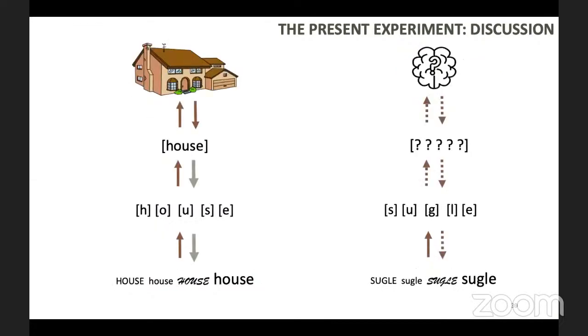So in sum, all the data I've presented today suggest that in word recognition, there is some lexical feedback that overrides the perceptual difference of the visually presented words. For this reason, people are able to integrate house, the word house, in the first moments of processing, regardless of the visual form in which the word is presented. But this does not occur for sugle.